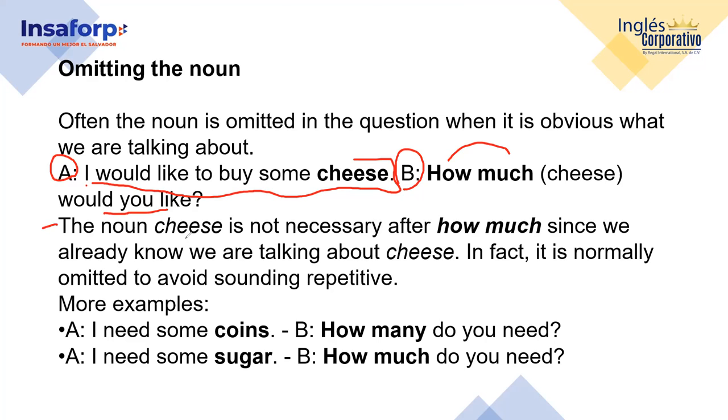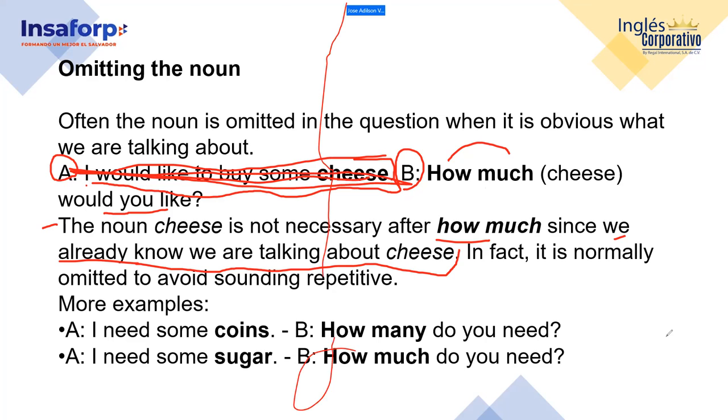Again, the noun cheese is not necessary after how much, since we already know. But the clue here is, cuando dice ahí, because we already know that we are talking about cheese. But si me encuentro una oración sin tener esta information before, and the question says, how much would you like?